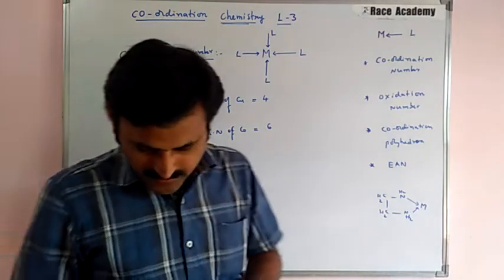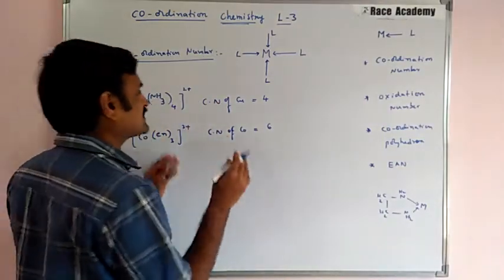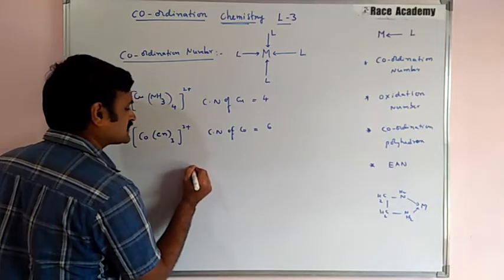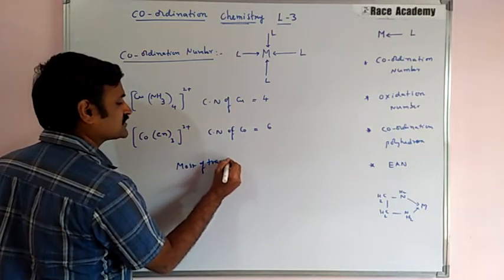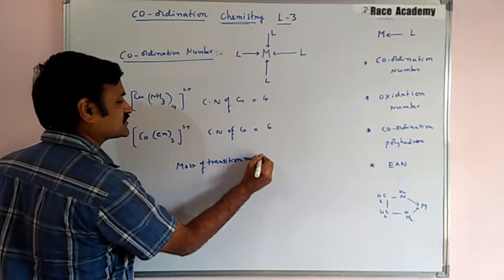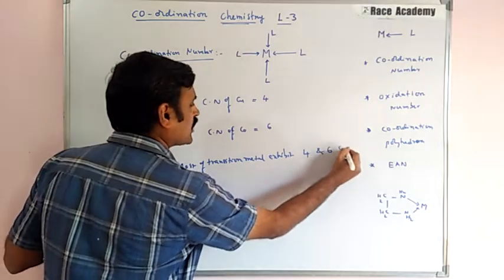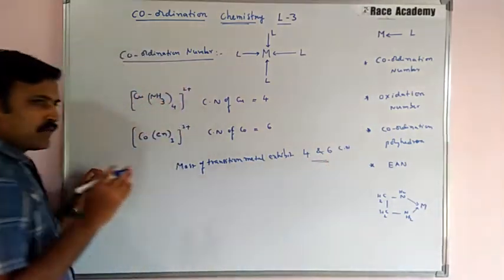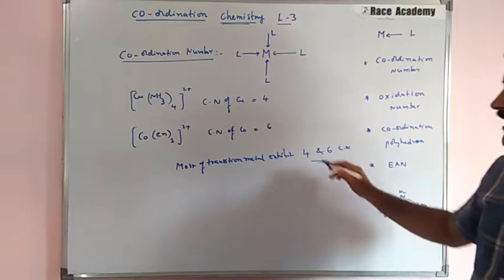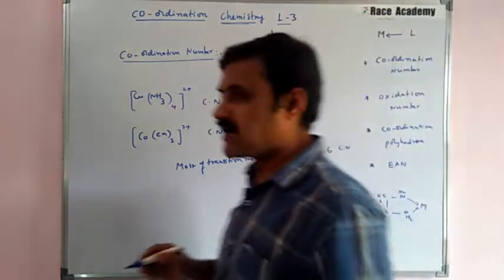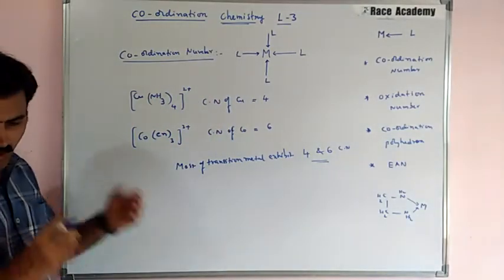Now I am going to give you the most common coordination numbers. Most of the transition metals exhibit coordination numbers 4 and 6. So the commonly observed coordination numbers in our discussion are 4 and 6 for the transition metals, because they themselves act as central metals in coordination compounds.